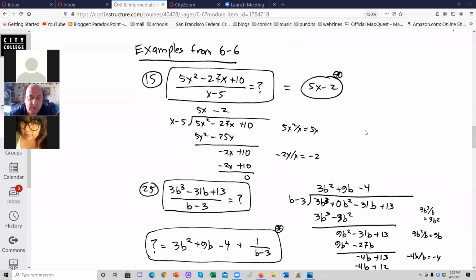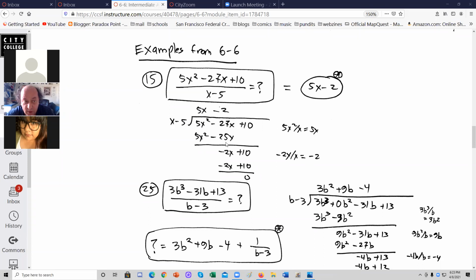So we have some examples. 5x squared minus 27x plus 10 over x minus 5, what's that? Okay, here we'll do it by long division. 5x squared minus 27x plus 10 divided by x minus 5. Take the ratio of leading terms, 5x squared over x is 5x into the quotient. 5x times x minus 5 is 5x squared minus 25x.